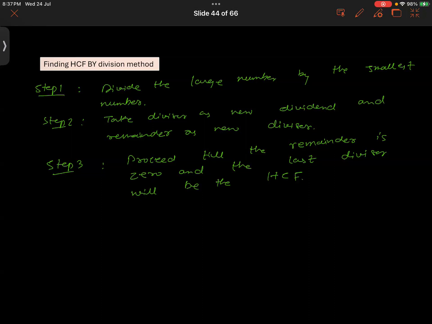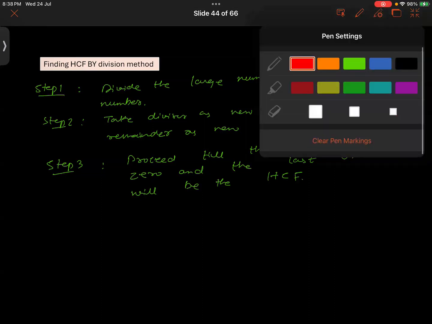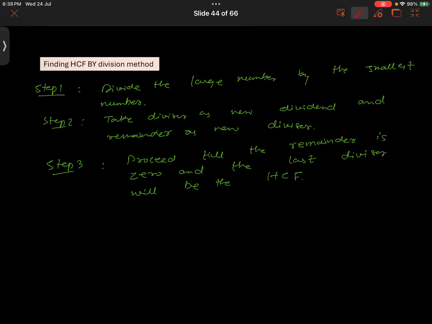Write this much. And before moving on to the next topic in the chapter, that is divisibility rules, let us practice one question so that you don't forget this concept. So the question is: for the numbers 72 and 140, we will be finding out the HCF using the division method.